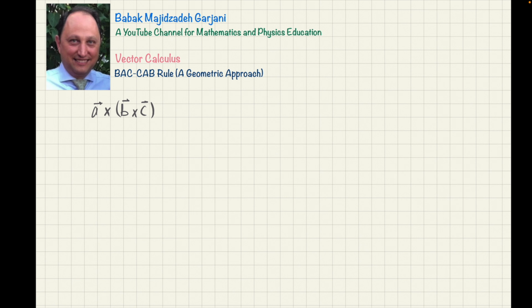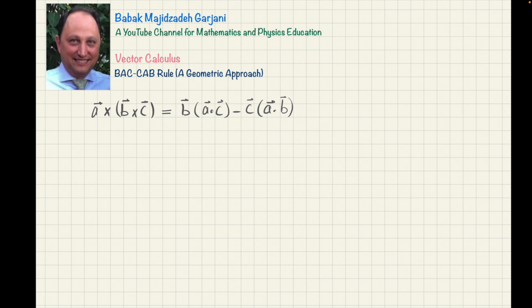So the answer to this turns out to be B multiplied by A dot C minus C multiplied by A dot B. And the way you read it makes it easy for us to memorize. This is read BAC and this is read CAB, and then it turns out that this combination is equal to this cross product. Okay, so how should we prove that?